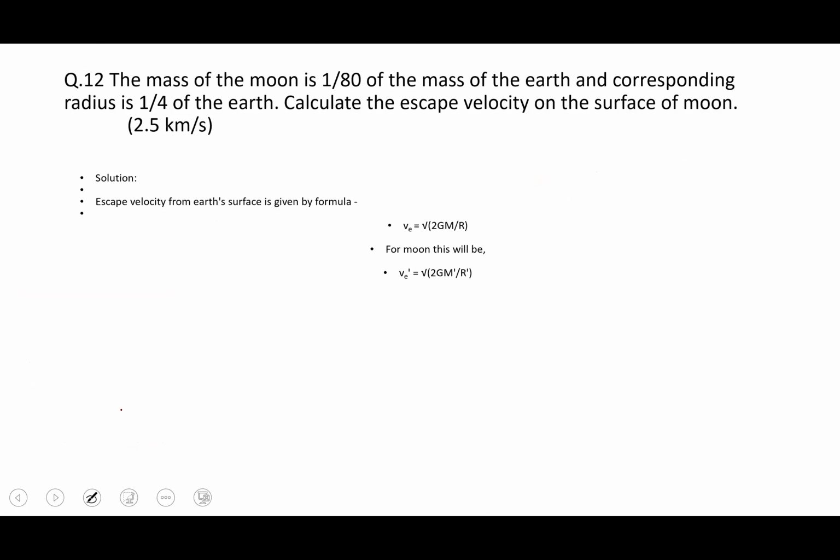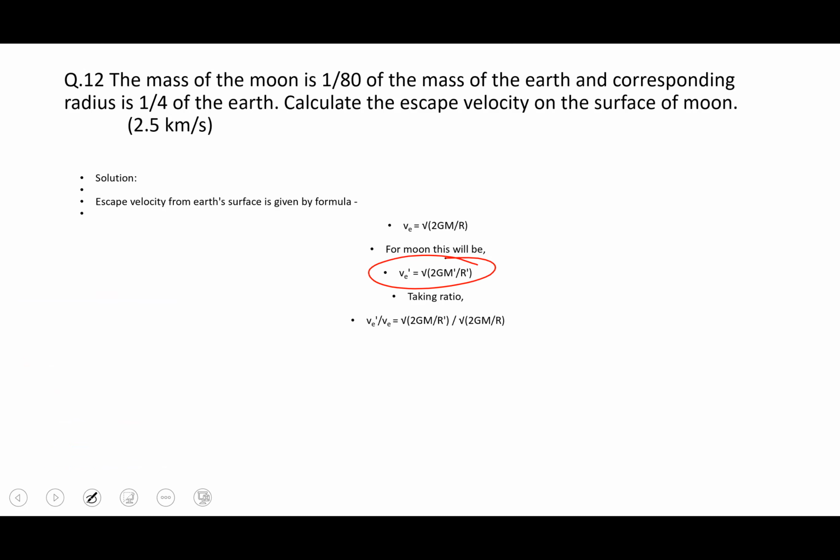This much we know, but it says the mass of the moon is 1/80th as compared to the earth, and the radius of the moon is basically 1/4 of that of the earth as well. Now, in that case, we have to figure out the ratio between these two. So for the moon we take V E dash, meaning the change in the Earth's mass and radius. That's why we are taking V E dash divided by V E, which is the escape velocity of the Earth.